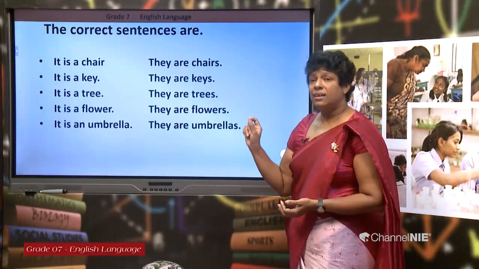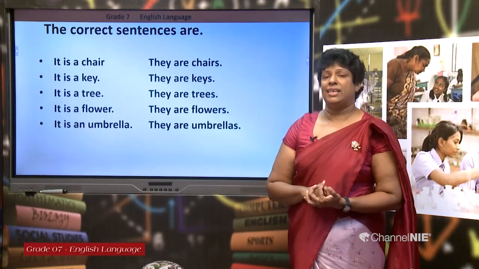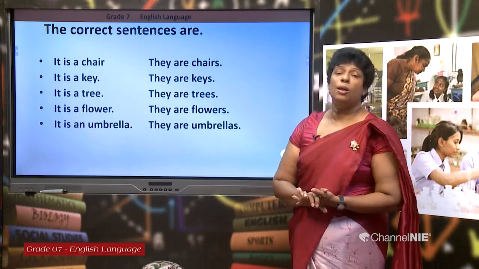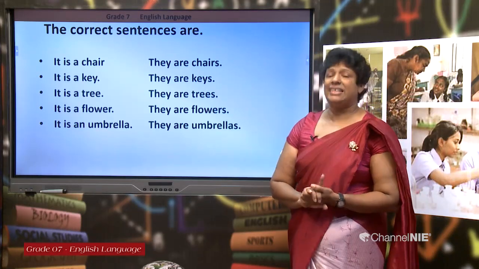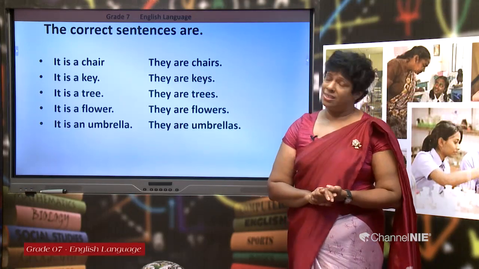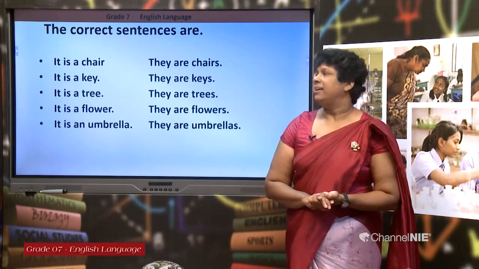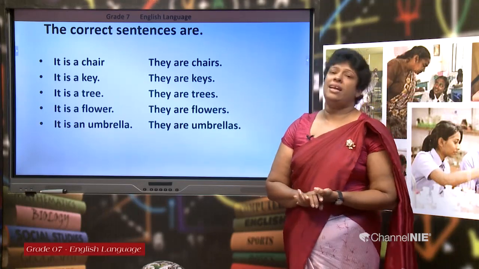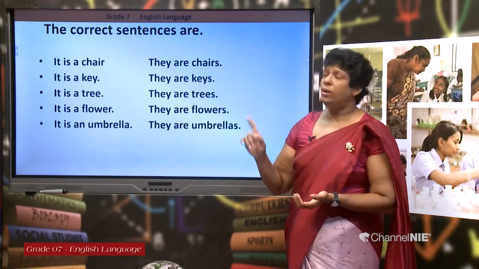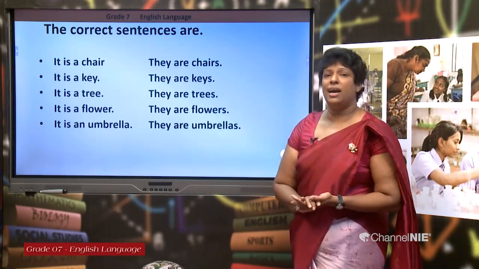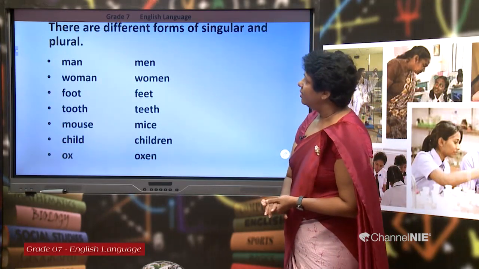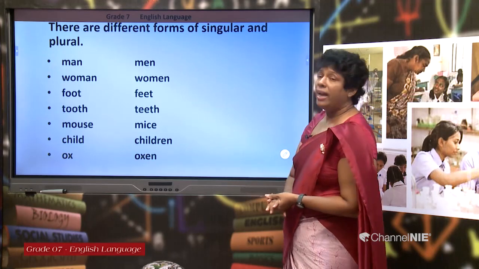"It is a" is used for the singular form. "They are" is used for the plural form. "It is a" means one is there. "They are chairs" means more than one. Now, I hope you understand how to write sentences using a singular noun and a plural noun. There are different forms of singular and plural.